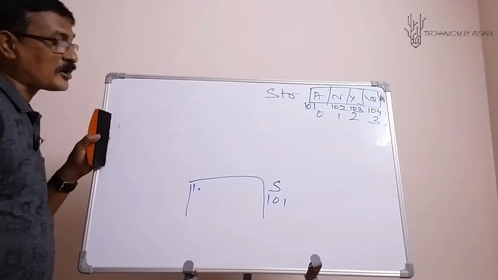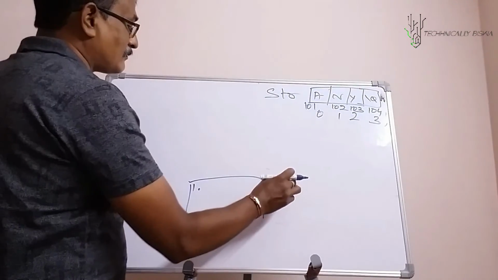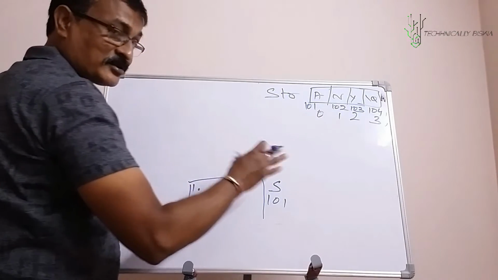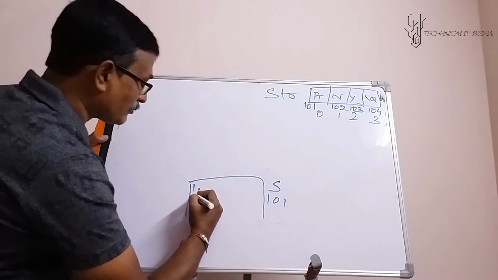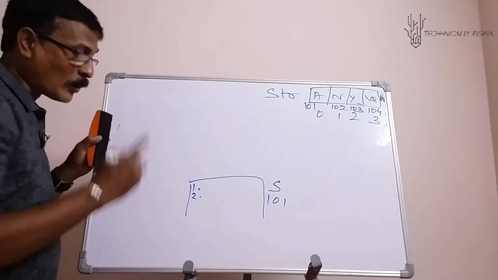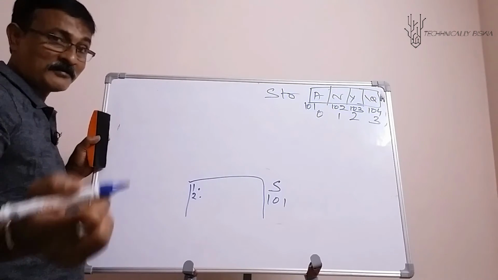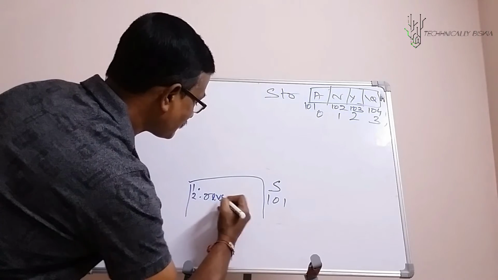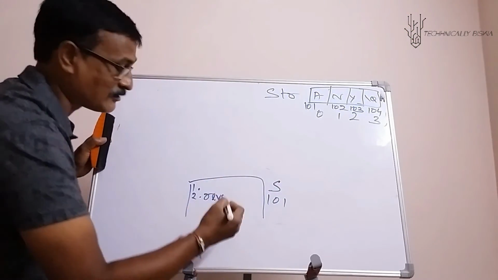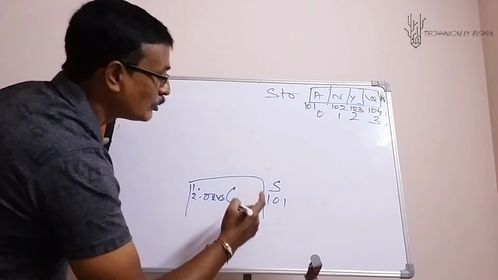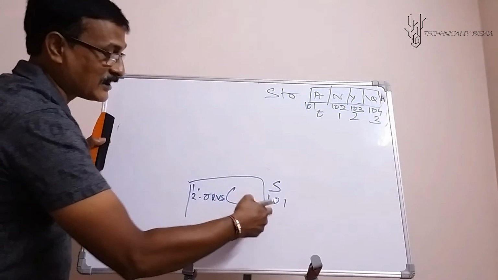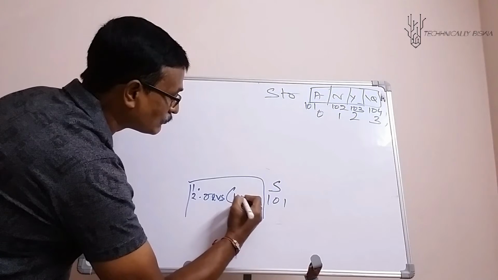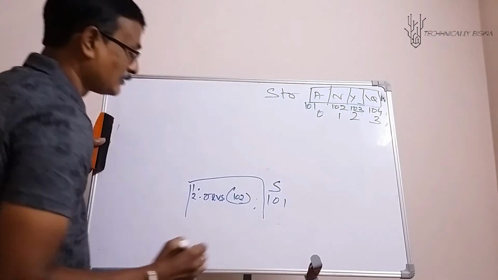If star s not equal to backslash 0, star s means value at 101. Value at 101 is what? A. It's not backslash 0, null character. So obviously control will jump to line number 2. What is line number 2? Line number 2 is the Refstring function called with the address s+1. I am just writing Refstring. S is how much? 101. So it will be 101 plus 1, that is 102.